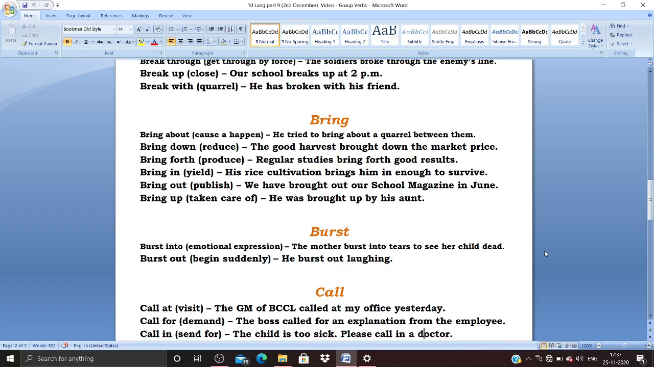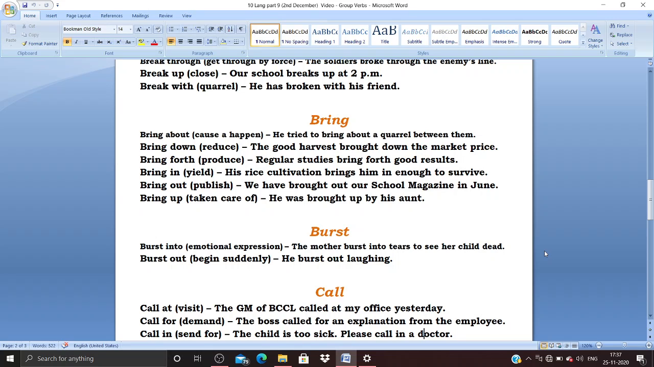Bring down, reduce. The good harvest brought down the market price of necessary commodities. Bring forth, produce. Regular studies bring forth good results, you know very well. Bring in, yield. His rice cultivation brings him in enough to survive. In fact, bring in is a yield, means kind of income.